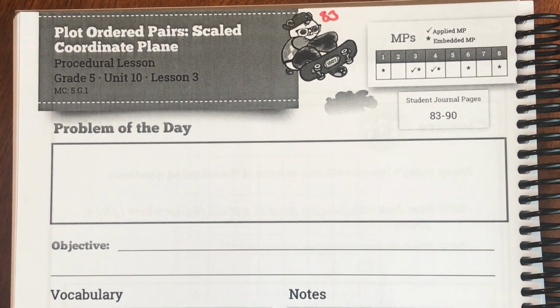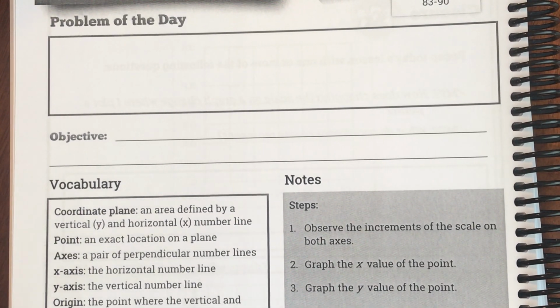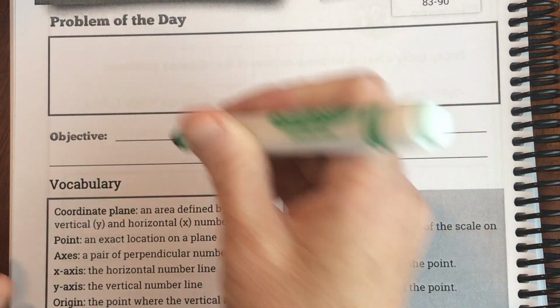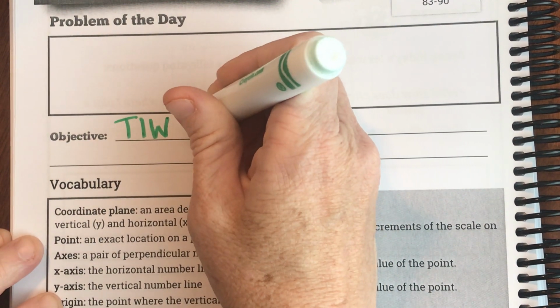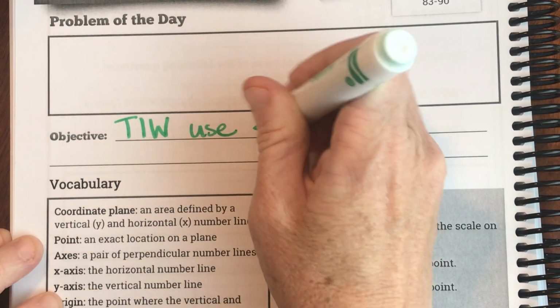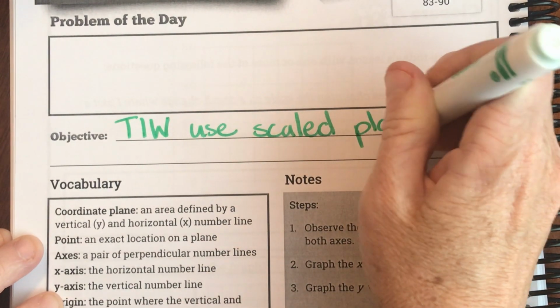So we are on page 83 of your student journal. And our goal, or our objective, is going to be pretty much the same: today I will use scaled planes.